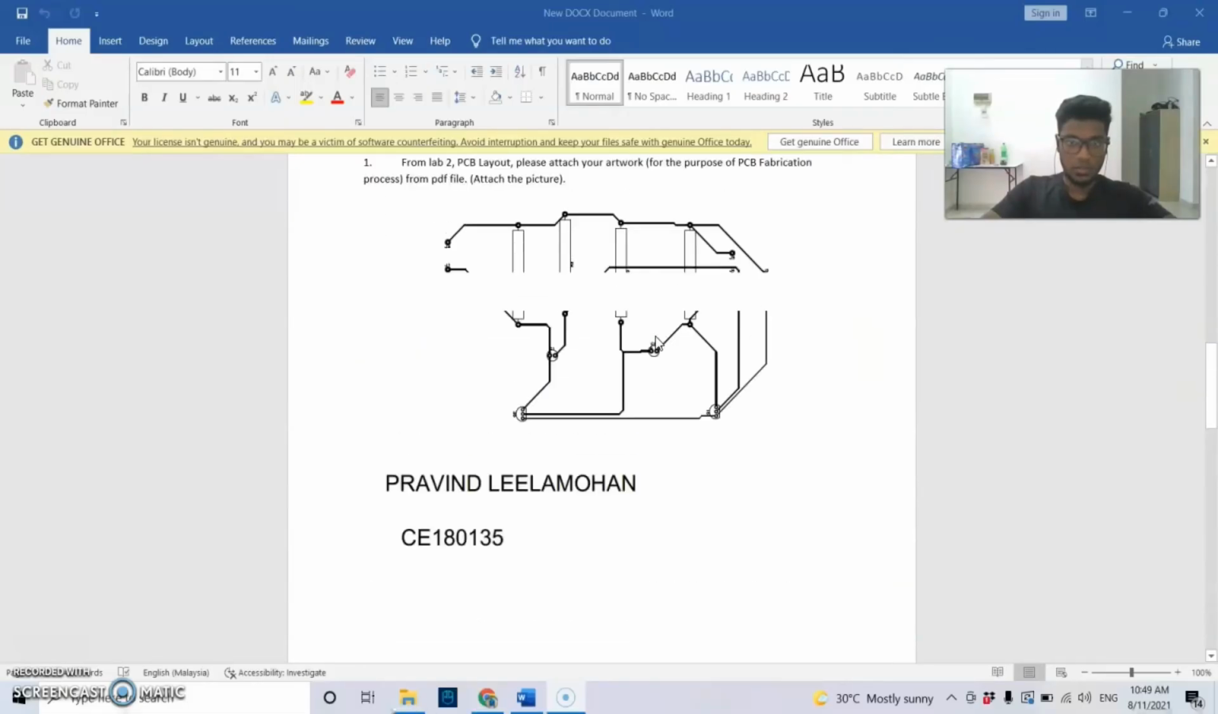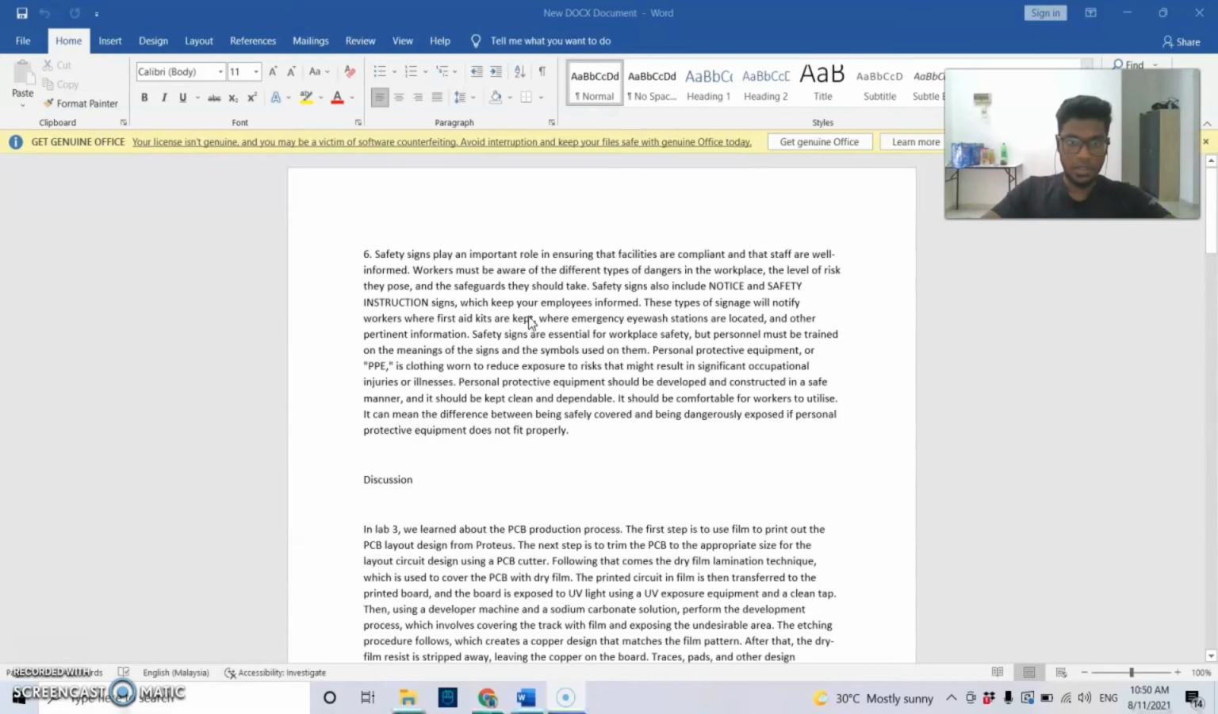Okay, so for this lab, I've done question 6. Safety science plays an important role in ensuring that facilities are compliant and staff are well informed. Workers must be well aware of different types of risks in the workplace, the level of risk they pose, and the safeguards they should take.